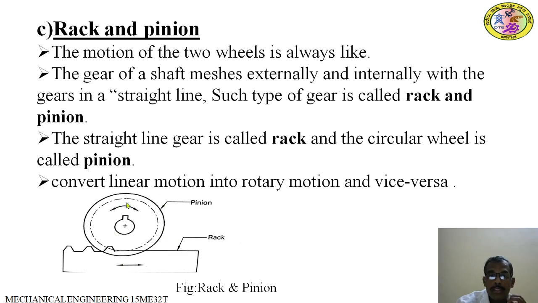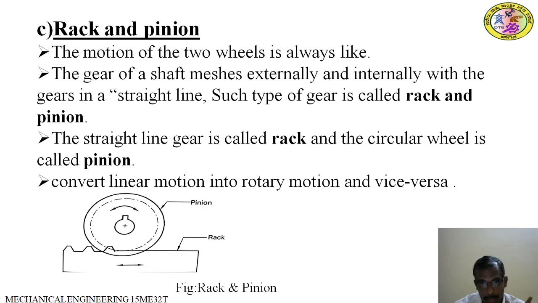So the major thing here is that when I say rack and pinion, the first thing that comes to my mind is that it converts linear motion into rotary motion or vice versa. The main purpose of the rack and pinion is to convert linear motion into rotary motion or rotary motion into linear motion. That is the main purpose of rack and pinion.